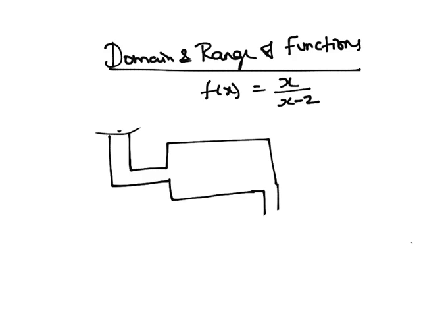That means the input is x. So this is the input and this is the output. If I put 0 inside, then I will get 0 outside, isn't it? Because f of 0 is 0 upon minus 2, which is again 0. In case I put 1 inside, then what will I get? Then I'll get 1 by minus 1, which is actually minus 1. So you'll get minus 1 outside.